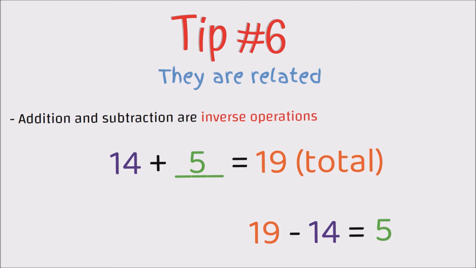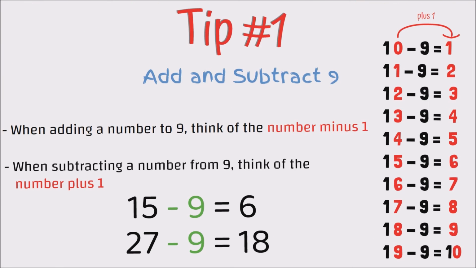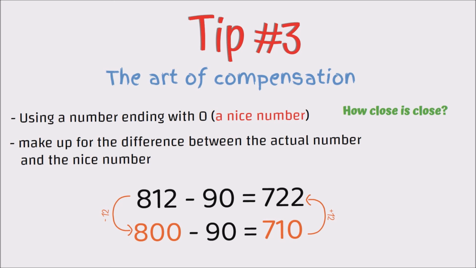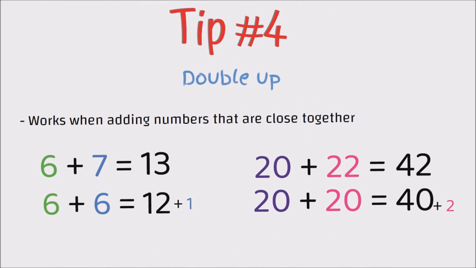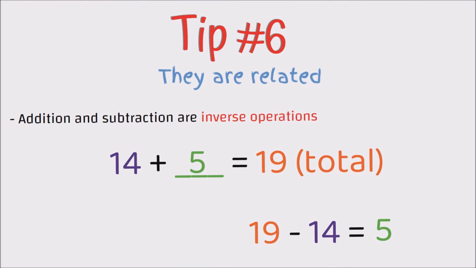So let's end today's lesson by recapping what we learned. When adding a number to 9, we think of the number minus 1, and when subtracting 9 from a number, we think of the number plus 1. Adding and subtracting can further be made easier by grouping place values, compensating after rounding, or doubling the number up. Addition is a commutative operation, while subtraction is not. And finally, sometimes using the operations in reverse can help to get the answer faster.